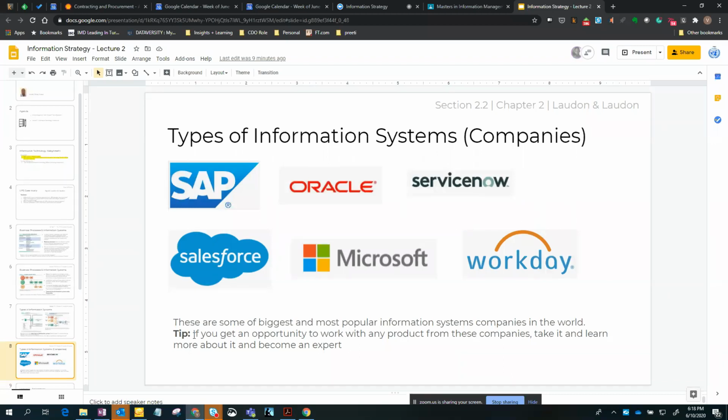And my only tip, my suggestion and my request to all of you, is that if you get an opportunity to work with any of these products, or products from any of these companies, take this opportunity.